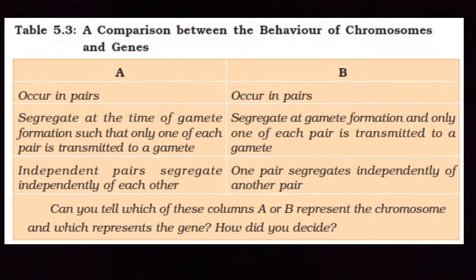Table 5.3. This table is also from chapter number 5, and you see this table on page number 82. When you go through this table, it is mainly explaining the comparison between chromosomes and the behavior of genes. When you finally revise, revise the third point very well. Pay attention to the third point of the comparative table, because this is the point which makes a difference between the chromosome and the behavior of the genes.